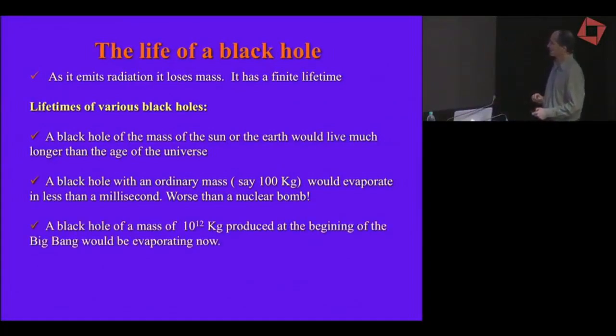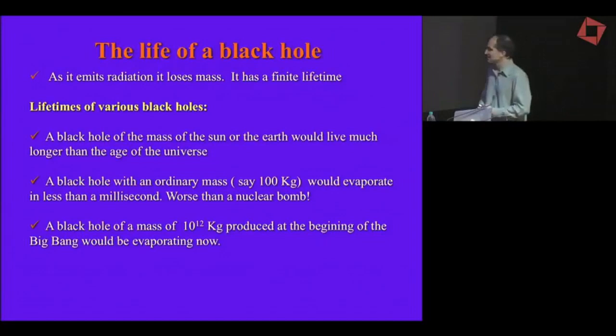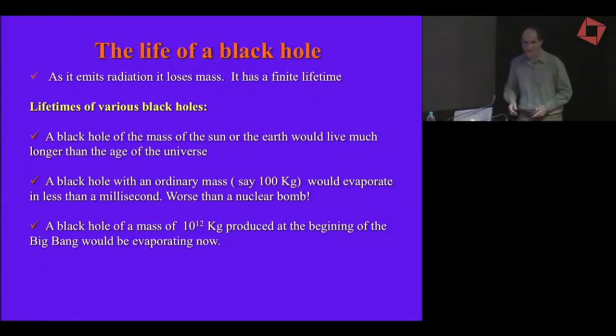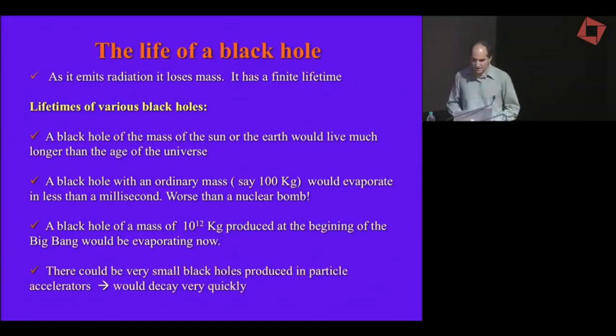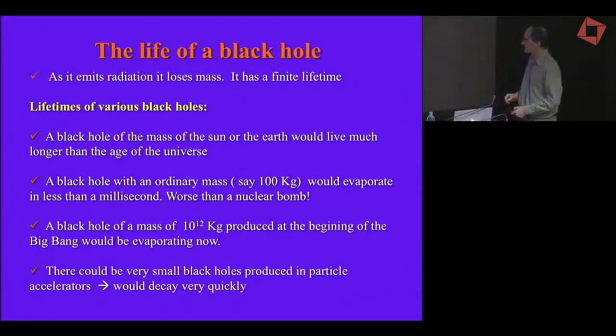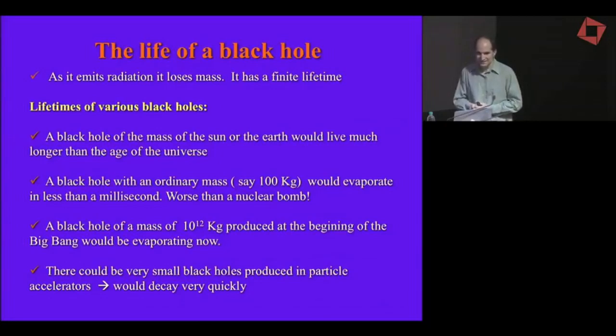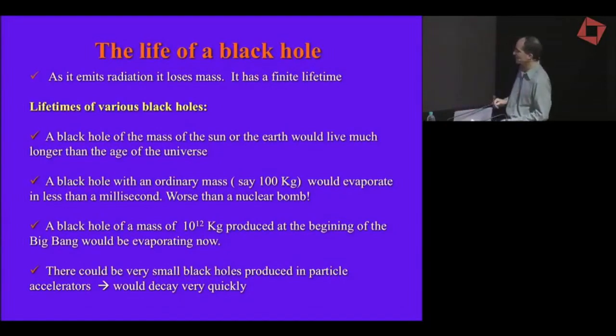And a black hole of a mass of roughly a mountain could be produced at the beginning of the Big Bang and would be evaporating right now. This is an interesting mass range because black holes of the mass of a mountain are not produced in the current universe through ordinary astrophysical processes, but perhaps something weird happened in the beginning of the Big Bang and such black holes were produced. And in addition, maybe very small black holes might be produced in particle accelerators, but those black holes, if possible, would decay very quickly. This is a somewhat remote possibility. It depends on what the laws of physics are at a relatively short distance.